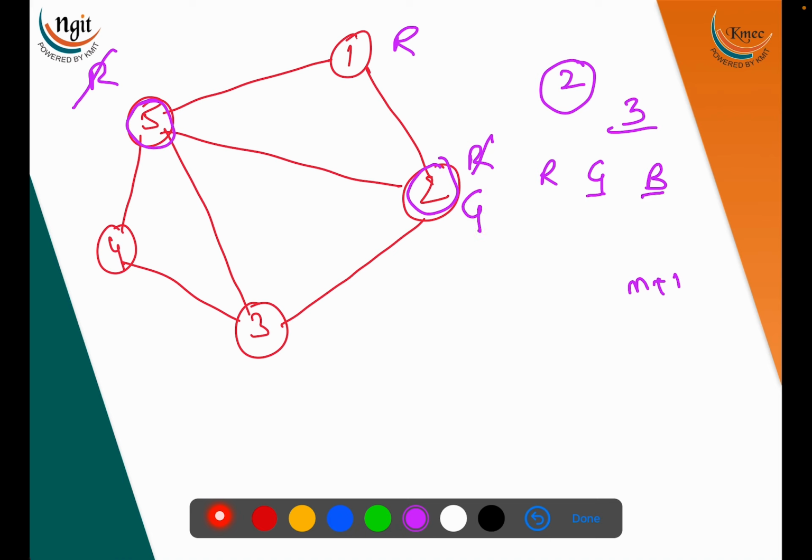So I am going for green for the second vertex. Yes, I can go because it is red and it is green, two different colors. Now, which are the adjacent vertices for this? One is 5, the other one is 3. 3 and 5 are adjacent to 2.